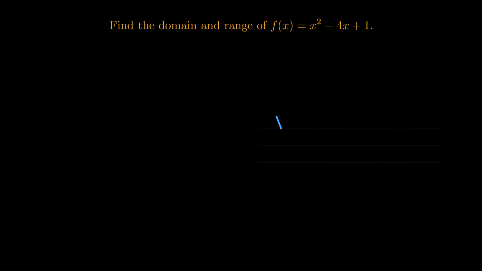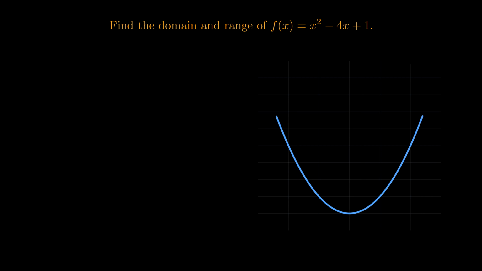Number 3. A level up. Find the domain and range of the quadratic x squared minus 4x plus 1. The domain is the easy half. It's a polynomial, no roots, no denominators, so every real number is allowed. Domain is all real x.